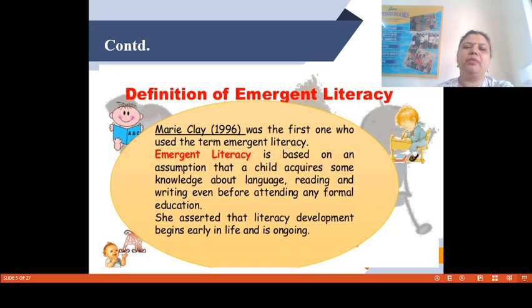Now, the definition of emergent literacy. Mary Clay in 1996 gave the definition of emergent literacy. She was the first person who used the term emergent literacy. According to her, emergent literacy is based on an assumption that a child acquires some knowledge about language, reading, and writing even before attending any formal education. She asserted that literacy development begins early in life and is ongoing.